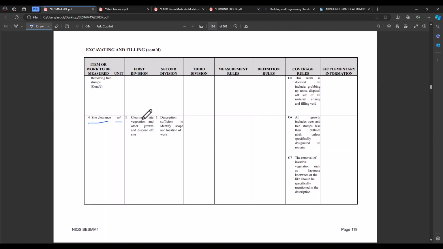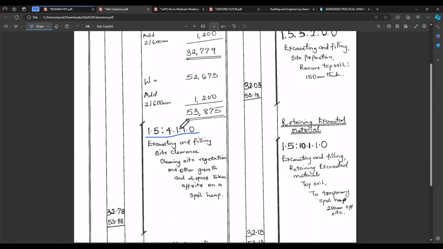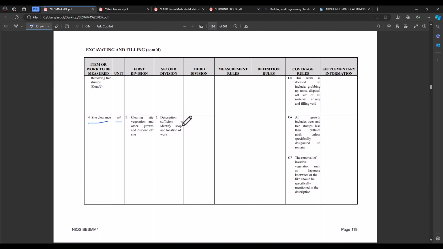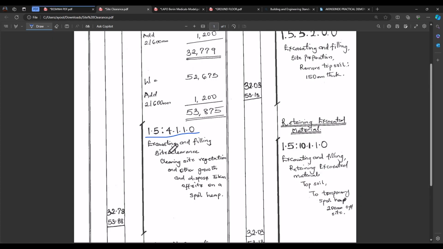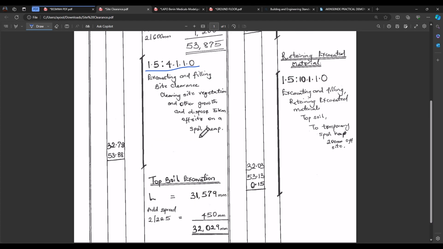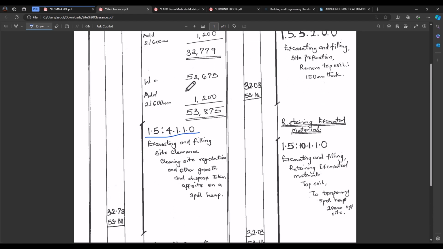We have 4 here. So clearing site, the first division, clearing site vegetation and other growth and dispose of off-site, that's 1. So site clearance is 4, and clearing site vegetation and other growth and dispose is 1. The description must be sufficient to identify the scope and location of work. So where we are going to be dumping them, we need to include it. So we have excavating and filling 1.5, site clearance 4, clearing site vegetation and other growth and dispose 1, off-site on a spoil heap. So here we are telling the contractor where exactly the site vegetation and other growth is to be disposed, since we do not need it for anything on site. So this is our description. Now we need to book our calculation. So this is our length.